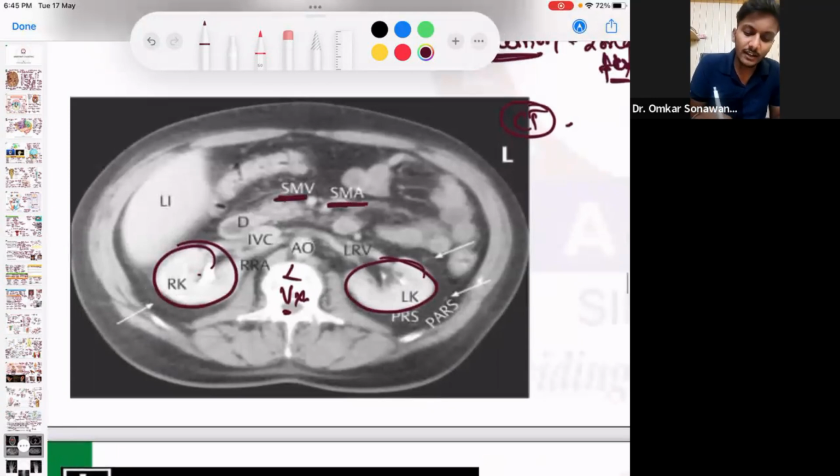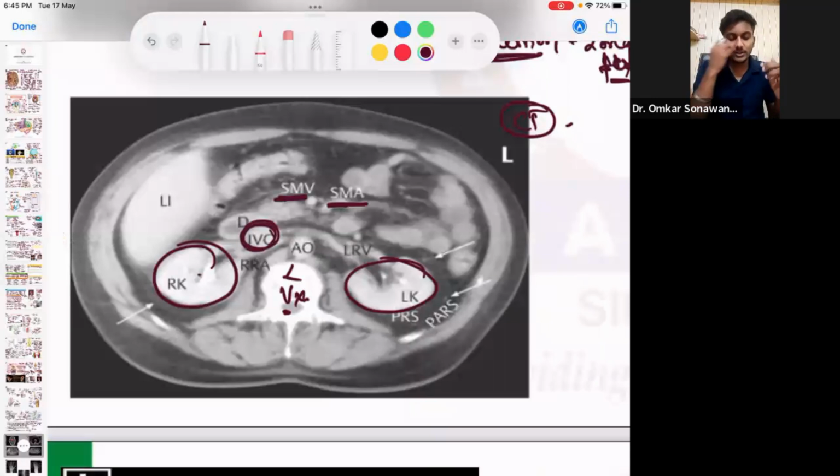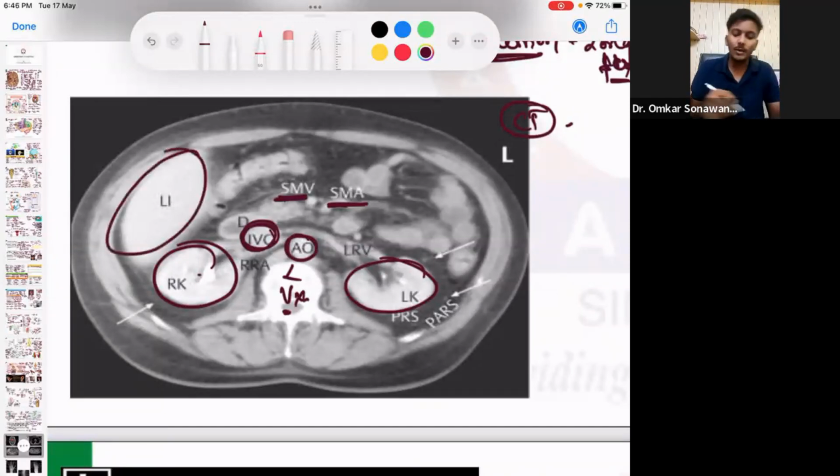Superior mesenteric vein and the superior mesenteric artery. And over here, just in close relation to the kidney is the inferior vena cava. And in close relation to the vertebra is the aorta, abdominal aorta. ये liver दिख रहा है थोड़ा बहुत impression, ठीक है?